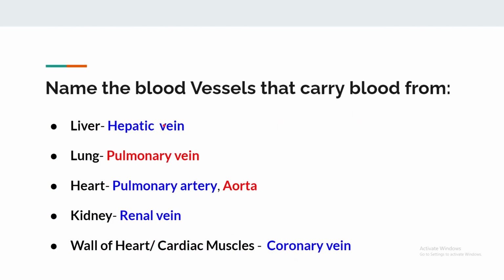Then the blood vessels that carry blood from the body organs. From the liver arises hepatic vein, from the lung arises pulmonary vein, from the heart arises pulmonary artery and aorta, from the kidney arises renal vein. And from the wall of the heart, that is cardiac muscles, the coronary veins carry deoxygenated blood.